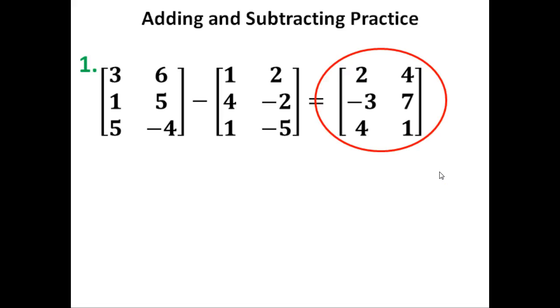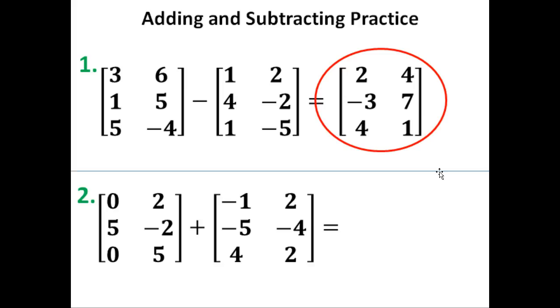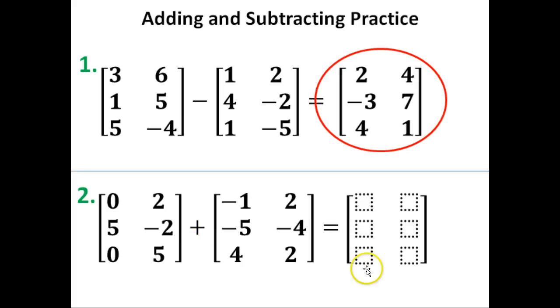Let's look at one more example here. In this particular one, it's addition, but the same rules are going to apply. I always start in the upper left-hand corner just because it's easy for me to keep track of. You could start anywhere that you wanted to and still get the right answer. So this is another 3 row, 2 column matrix. So this is a 3 by 2 matrix plus a 3 by 2 matrix. So this will work. Our answer will also be a 3 by 2 matrix.